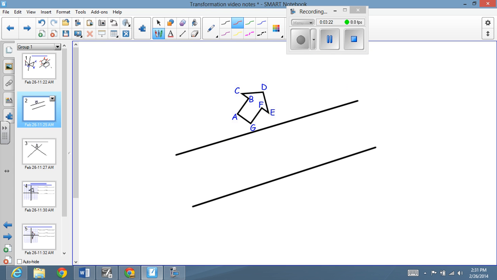Alright, what if we're asked to reflect something twice, which would be the case here? I want to reflect it across, let's call this line M, and we'll call this one line N. Okay, and I'm going to reflect this thing twice. Well, point G reflects here. That's my G prime. Point A is going to reflect to here. That's my A prime.